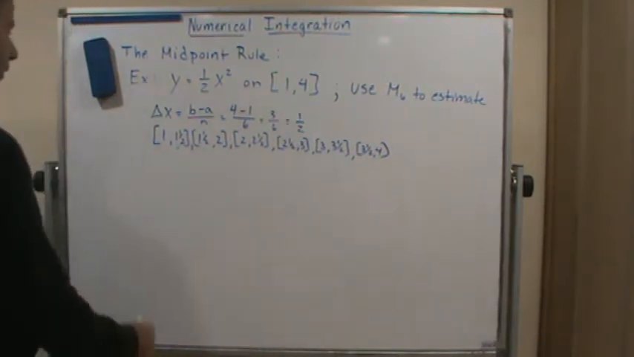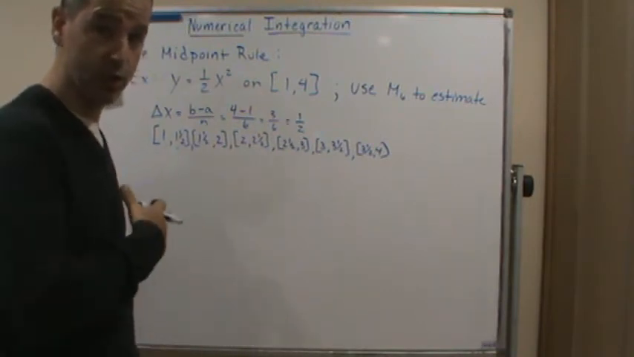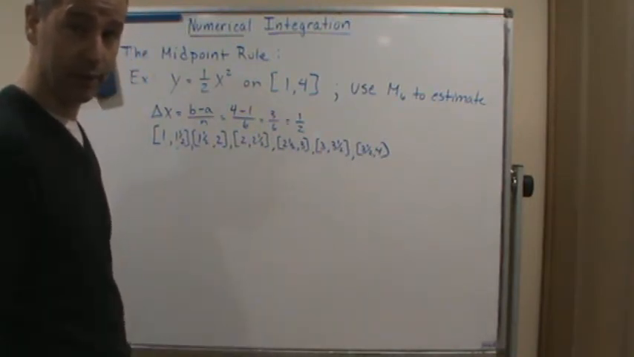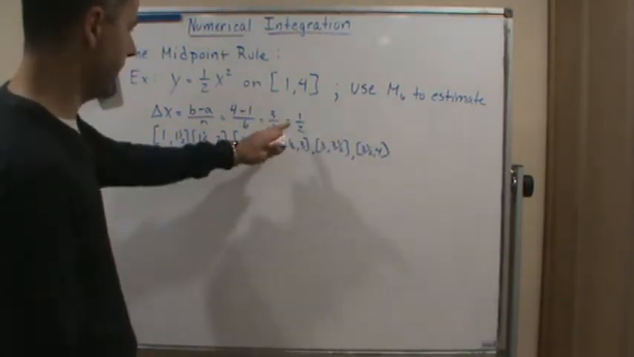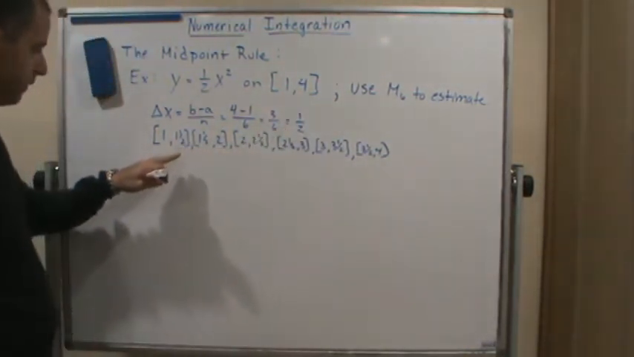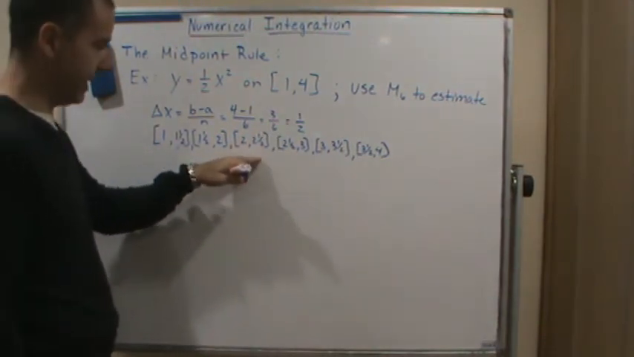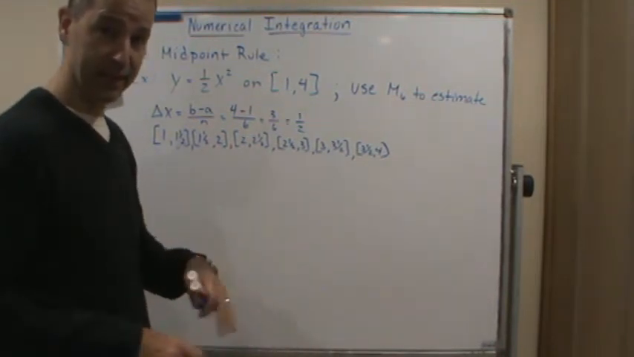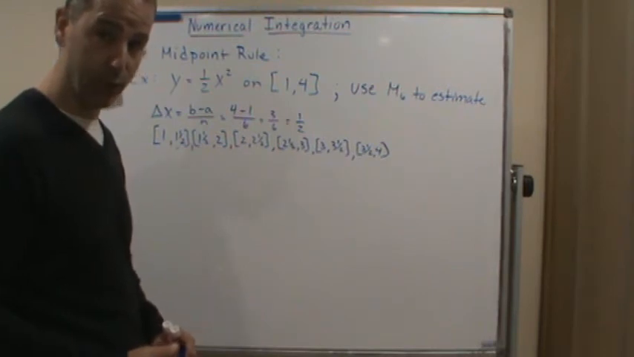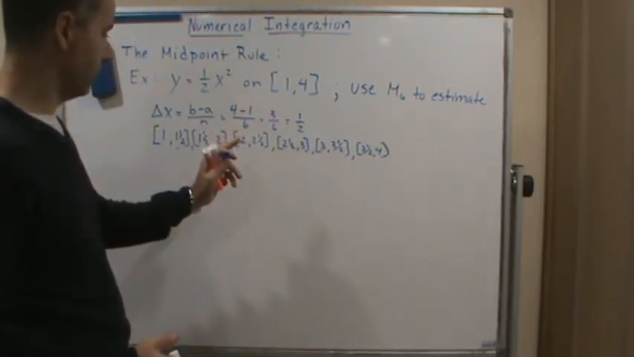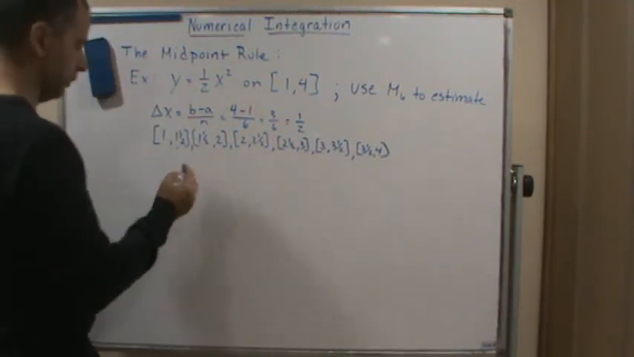Okay, so now what are our midpoints? Once you find the first midpoint, you just add the width of each subinterval to get the next one. So we're just going to add 1/2. Once we find the midpoint of the first subinterval, it's just adding 1/2 to get the rest of them. It makes things a lot easier to calculate, so you don't have to keep using the midpoint formula to find the midpoint of each subinterval.